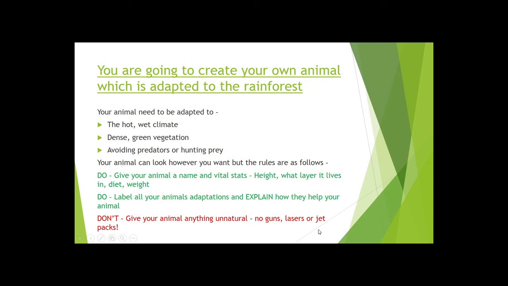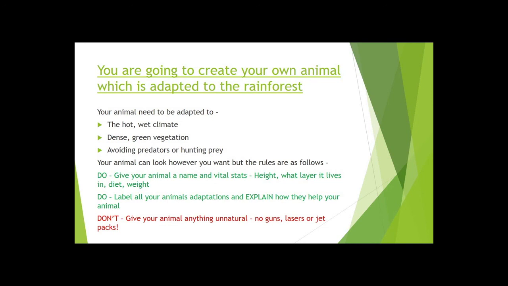Okay, so you've looked at adaptations of many different animals in the rainforest. Now's the exciting part. You are going to create your own. But it needs to be adapted to the Amazon rainforest. Your animal needs to be adapted to a hot, wet climate. We've looked at that in atmospheric circulation and our climate graphs, so we know it needs to be prepared for it to be very hot and for a lot of rainfall. The area is full of dense green vegetation. Please take this into consideration.